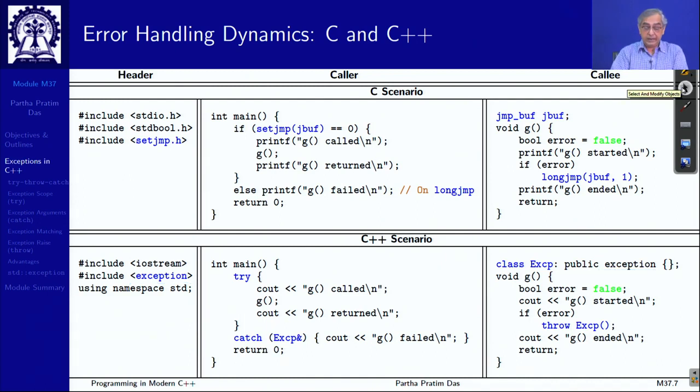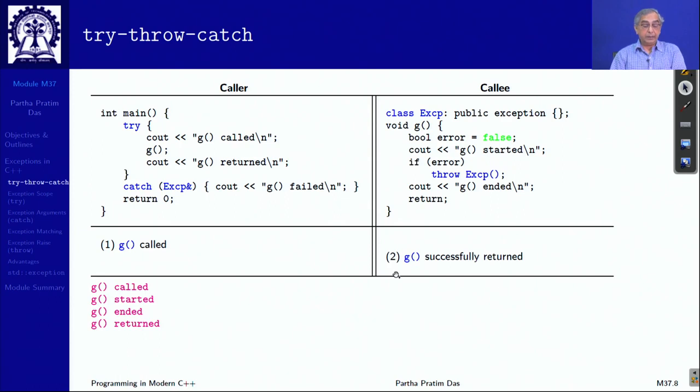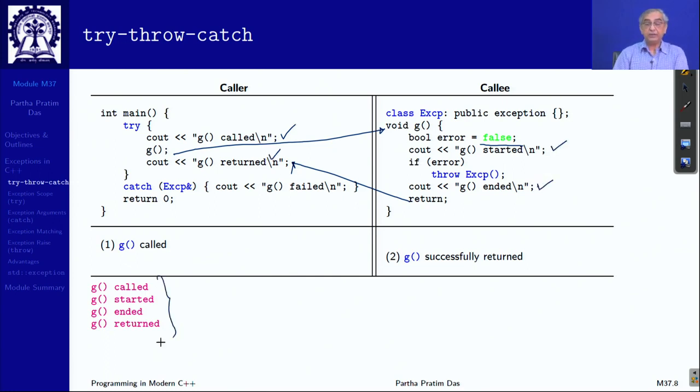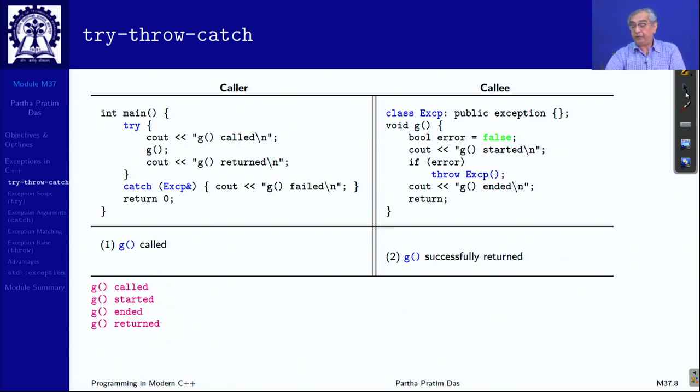Now, with this, let us see what will happen in terms of try, throw, catch. Naturally, if there is no error, the simple thing is it returns to the next statement. So, this will print called, started, ended, and returned. As you can see, G is called, G is successfully returned. There is no surprise, there is no difference in terms of the normal code that you see.